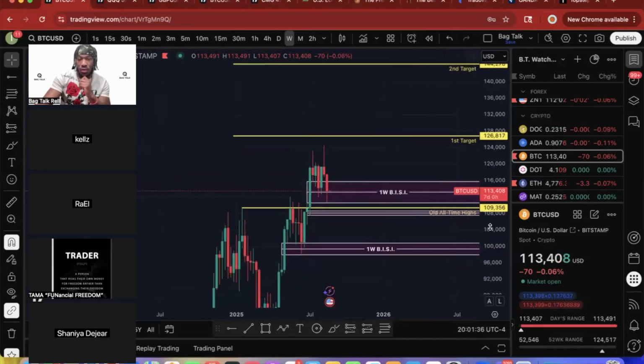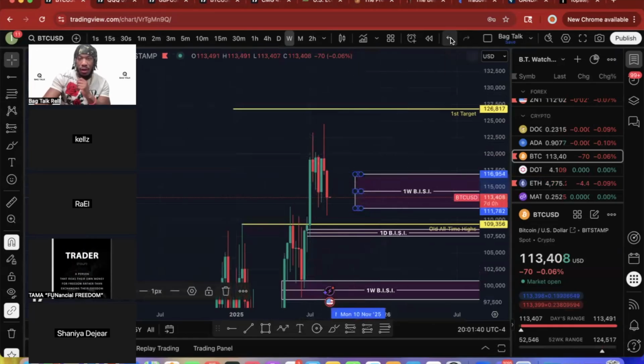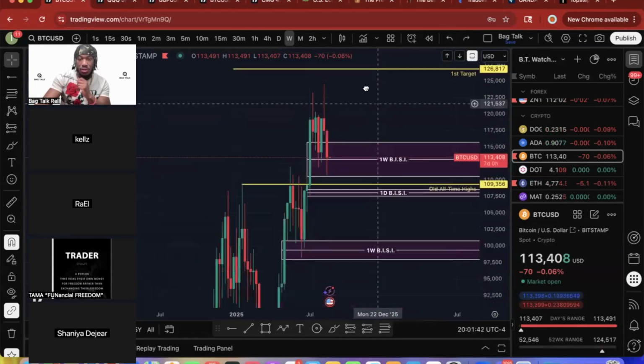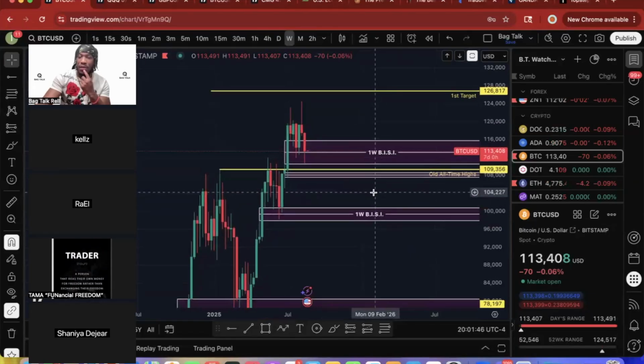So Bitcoin, I do think is gonna respect. I think weekly bodies will respect this purple area, and then we'll head to those targets. If it doesn't respect it, I wouldn't say I'm bearish just yet. I'll let y'all know when I'm officially a bear on Bitcoin for real.